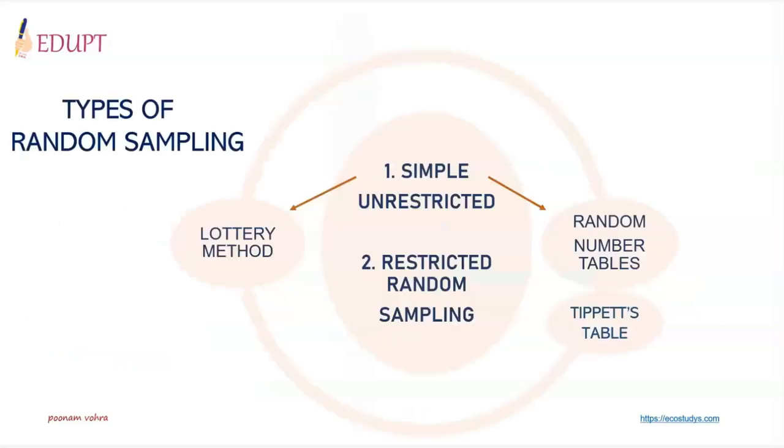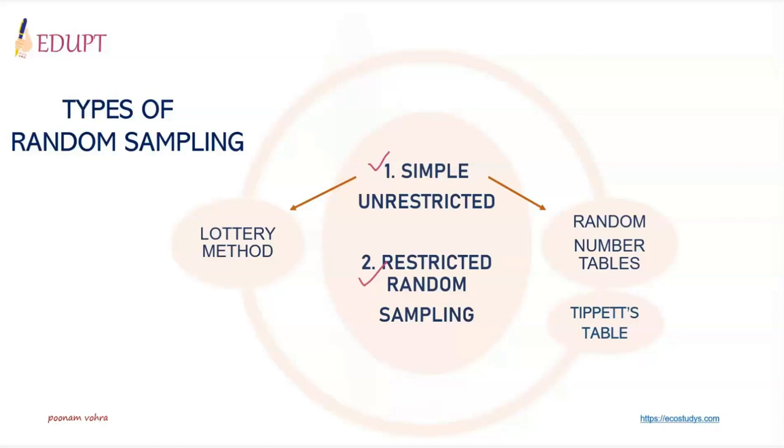Types of random sampling. There are two methods of random sampling: one, simple unrestricted random sampling, and two, restricted random sampling. Right now we shall focus on simple unrestricted random sampling. It's a method in which every item of the population has an equal chance of getting selected.